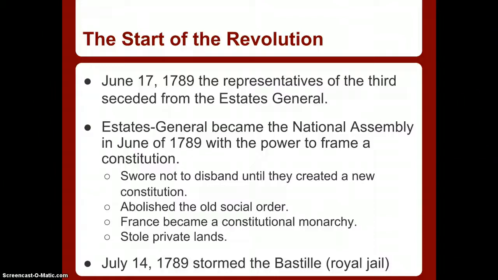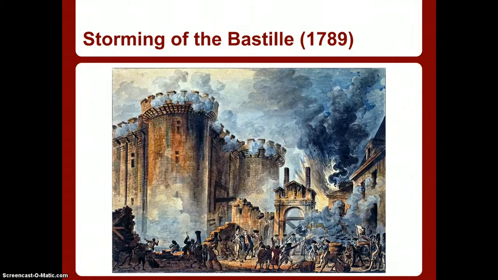Okay, about a month later, July 14th, 1789, the National Assembly storms the Bastille, which is a royal jail. Now, the reason for doing this, and here's a picture of what this would have looked like, was that the Bastille was also a huge armory. So the National Assembly was able to get a lot of weapons to arm their cause.